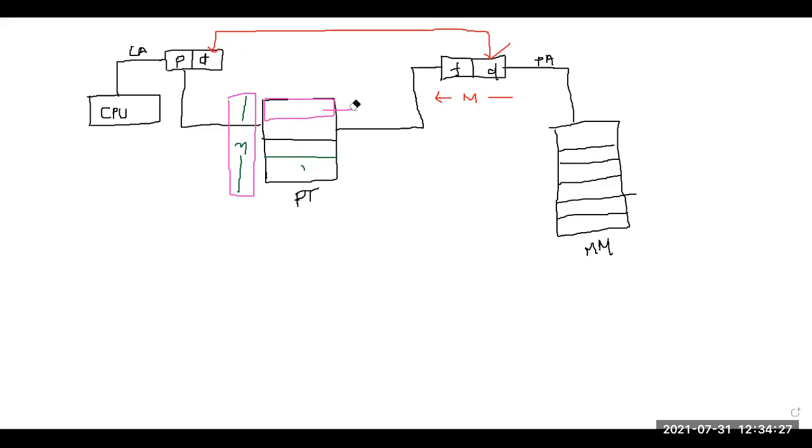Clear? Fine. Yes, sir. And this physical address is associated with your main memory, and this logical address is associated with your secondary memory. We already discussed in the very first class how to do this.